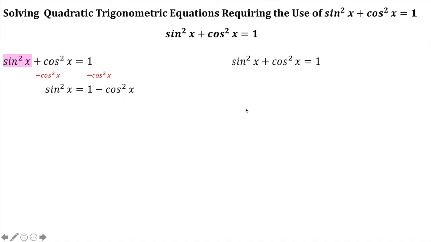Now we'll do the same so that we've got cos squared x the subject of the formula this time. So we can subtract sin squared x from both sides here, and that gives us cos squared x equals 1 minus sin squared x. So again, we might be able to use that later on.